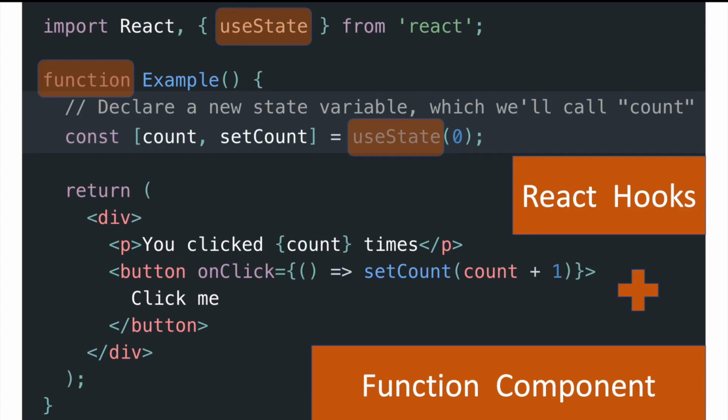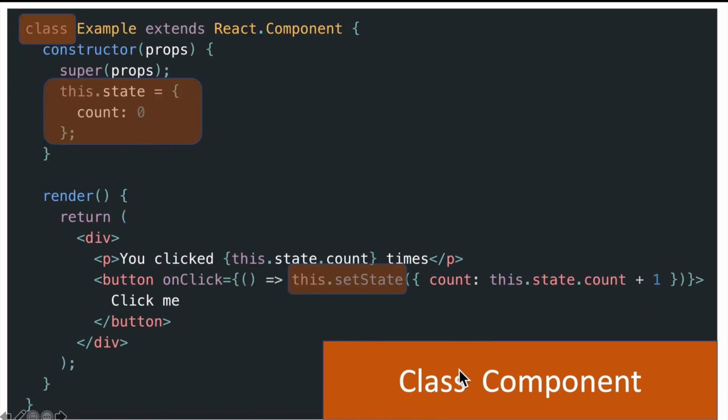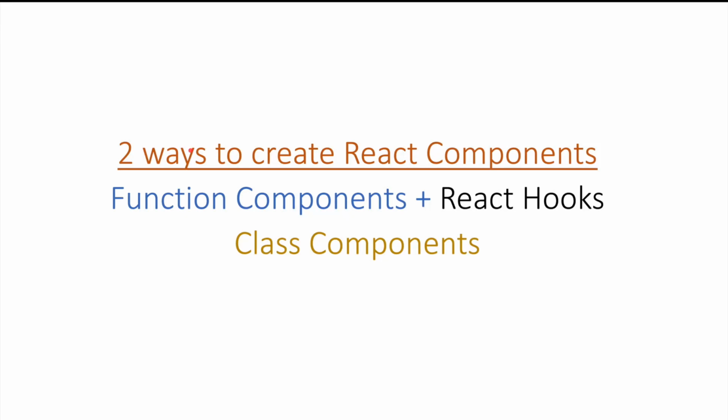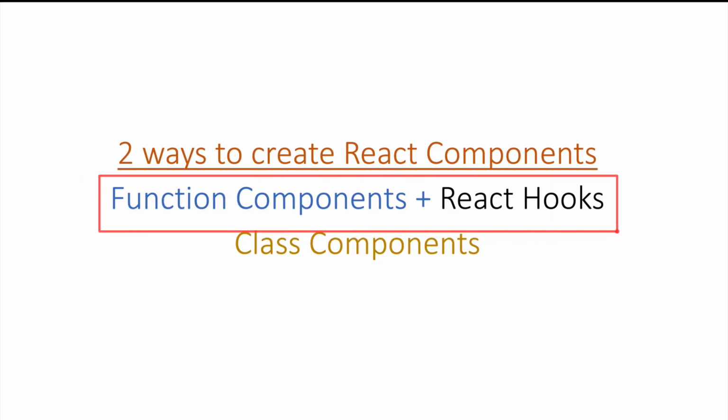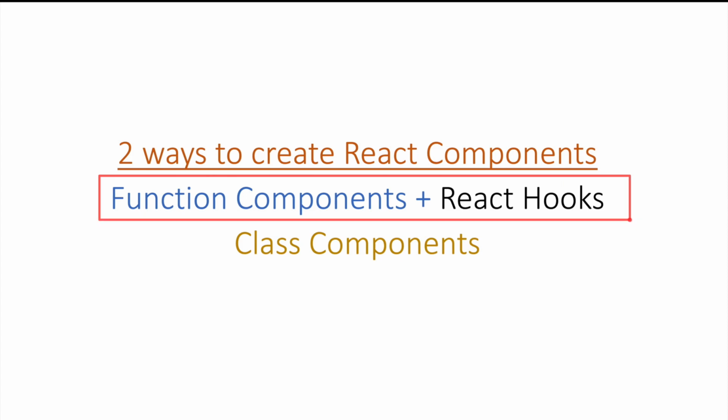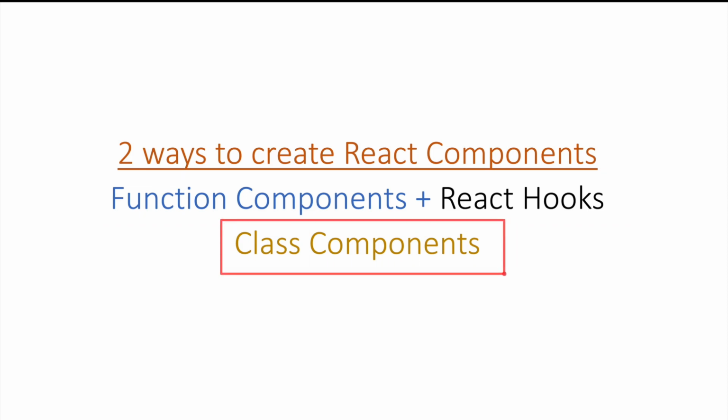So when we use function components, we use React hooks like useState to help with local state management and other things, while class components have local state management built into them. So if we list the two ways to create React components, one way is to use function components along with React hooks, and the other way is to use class components.